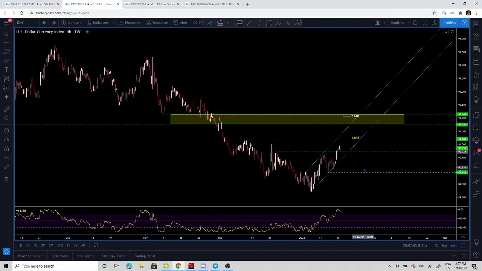Personally speaking, I will be looking at that 91.20, but I won't be shorting the US dollar unless we break with the blue structure. If we don't break with the blue structure, big shorts are going to come in at the 92 level.